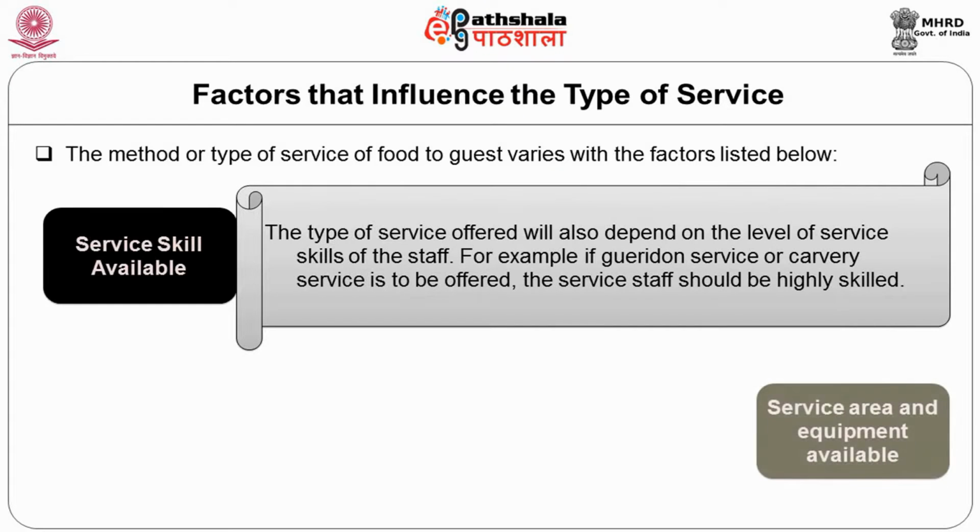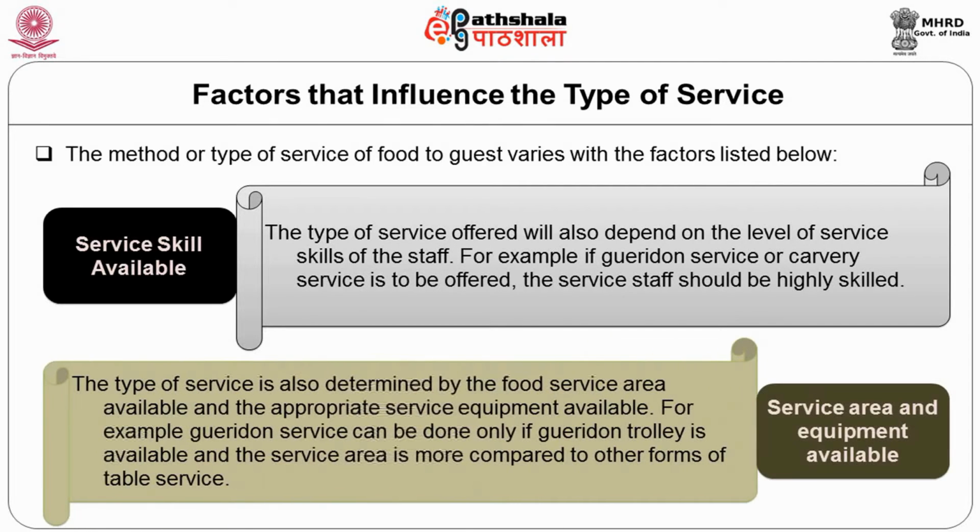The next influencing factor is the service area and equipment available. The type of service is also determined by the food service area and equipment available. For example, gueridon service can be done only if gueridon trolley is available and the service area is more compared to other forms of table service.